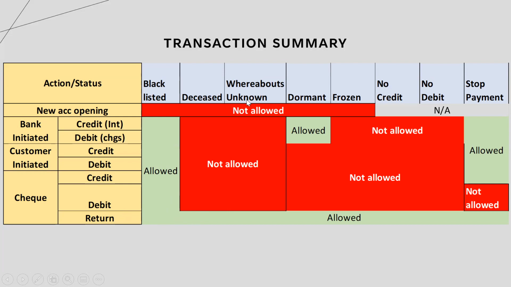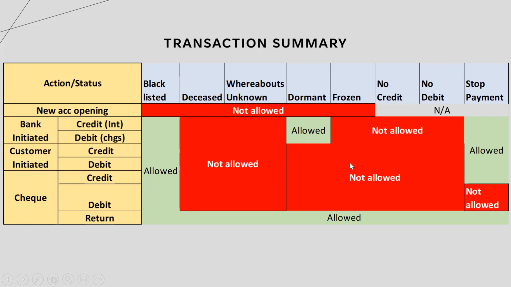The third one is whereabouts unknown. This I said, like we are unable to reach the customer. This is also treated similarly to deceased. And this dormant. Dormant means bank initiated credit and debit. Credit is like credit interest, and the debits are like charges, month-end charges, end of year charges. Those things are allowed. However, customer initiated debit, credit, or check transactions, except return entries, all those things are not allowed. And for frozen, nothing is allowed.